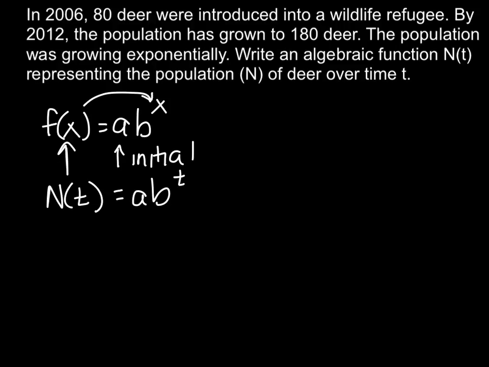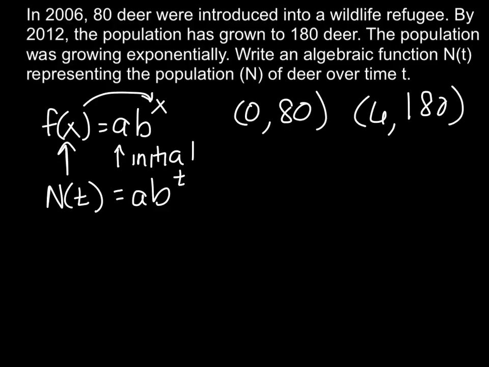Well, what do we know? Initially, which is at 0, we had 80 deer. From 2006 to 2012, that's 6 years later, we have a population of 180 deer. So our goal is to find the a and the b. What do we already know? We already know the initial, which is a. So we know N sub t equals 80 b to the t.